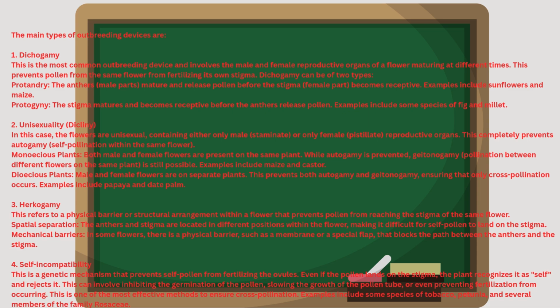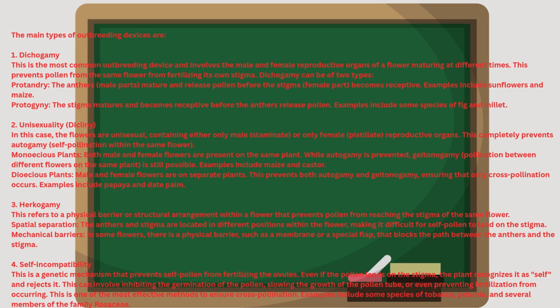The first one is protandry. The anthers or male parts mature and release pollen before the stigma or the female part becomes receptive. Examples include sunflowers and maize. The next one is protogyny. The stigma matures and becomes receptive before the anthers release pollen. Examples include some species of fig and millet.